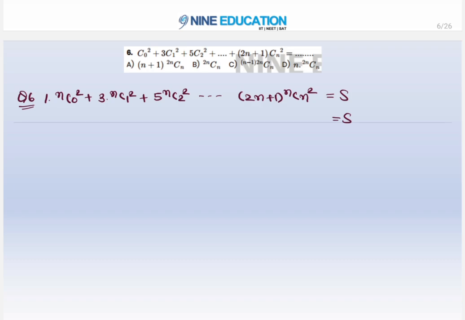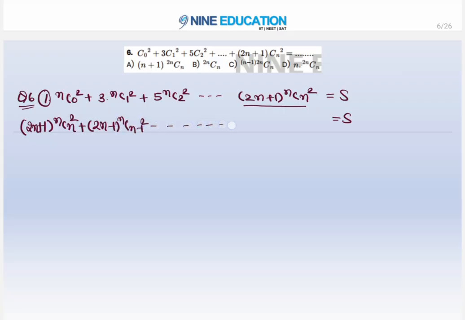Write this sum again but in the opposite direction. So what we can do here is, in place of 1, we write this quantity first: (2n plus 1) nCn squared. Before it we will be having (2n minus 1) nC(n minus 1) squared, and so on. At last you are having 1 into nC0 squared.